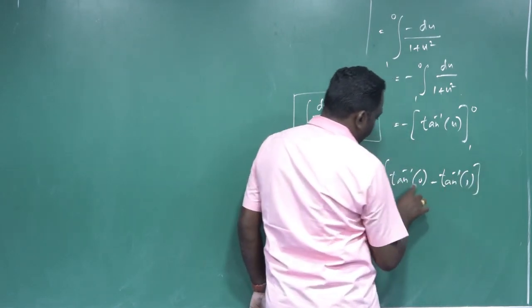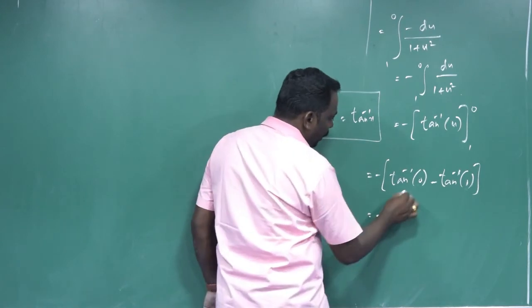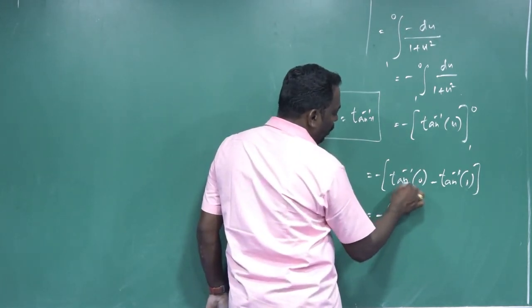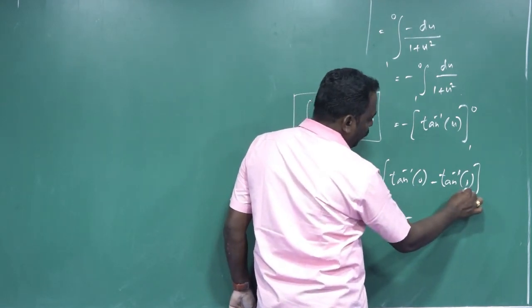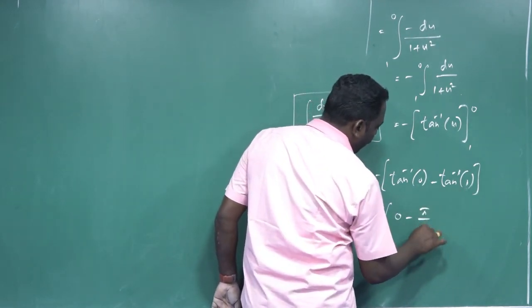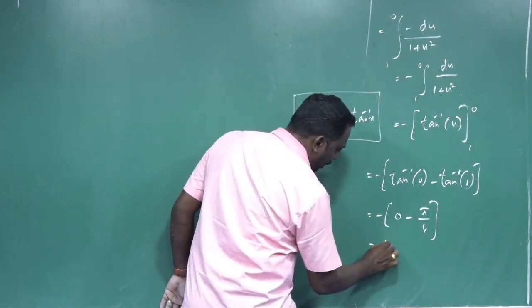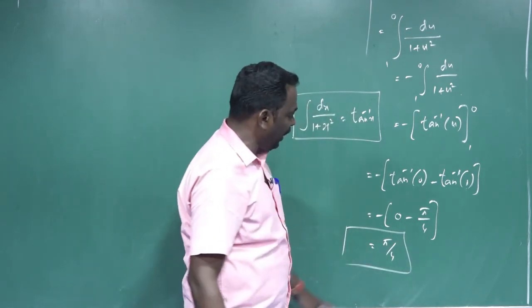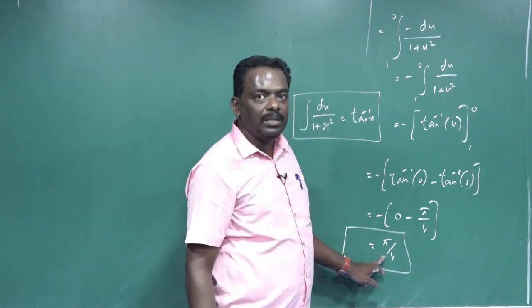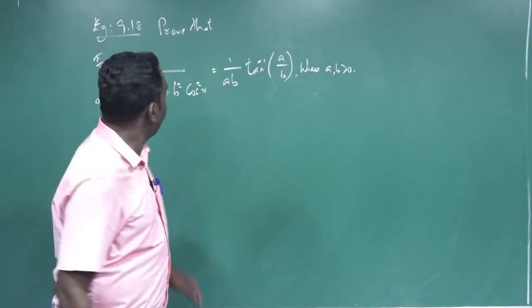That is, upper limit equal to 0, lower limit equal to 1. Now that is equal to minus within the bracket, and what value of tan equals 0? Tan 0 equals 0, and what value of tan is 1? It is pi by 4, 45 degrees. Now that is equal to 0 cancel, minus minus plus, pi by 4, and that is what we wanted to show. Therefore, after final simplification, the right hand side is equal to the left hand side, pi by 4. Come to the next example.